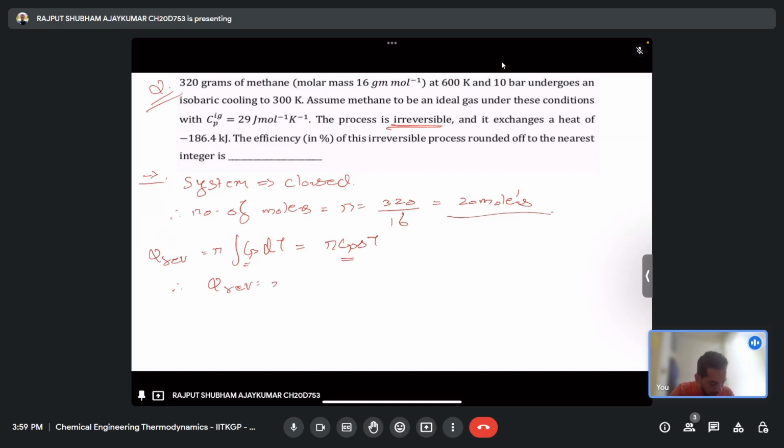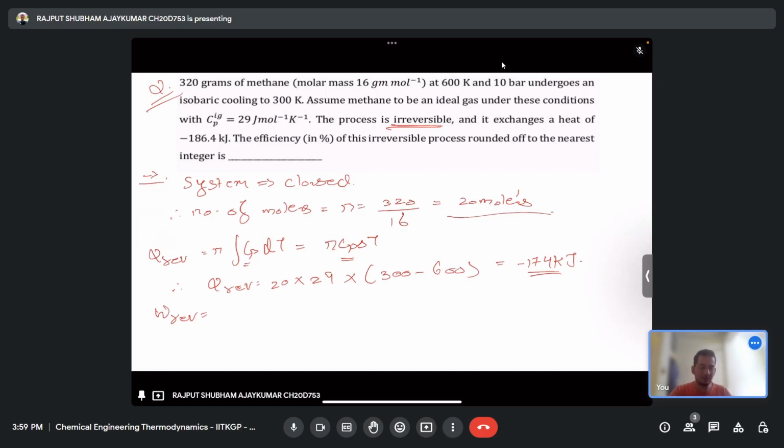So the number of moles is 20. Cp is given to us as 29. Temperature change is T2 minus T1, that is 300 minus 600. This comes out to be negative, minus 174 kilojoule. So this is the heat during the reversible process. Now we'll calculate the work done.